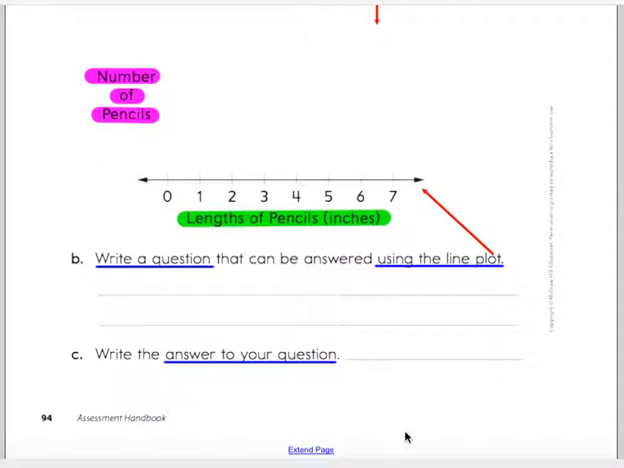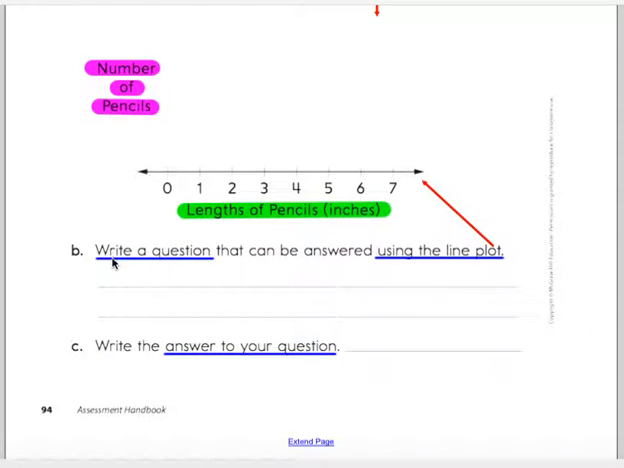Okay, now looking at the line plot you just created up here, you're going to write a question that can be answered using this line plot. So look at this line plot and ask me a question about it that I need to answer. Write it down here. Remember our capitals and our punctuation, please. Okay, now I'm actually not going to answer it. You are. Can you write your answer to your question right here? So reread your question and write your answer.